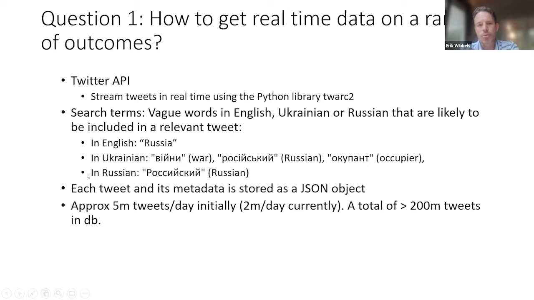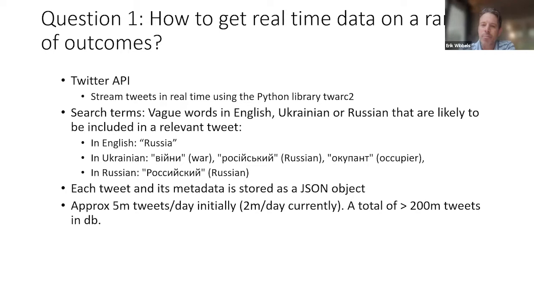So we began with this set of terms here. We wanted to see what was going on in all three languages, and so these are very, very vague terms. Our idea in constructing this list of terms, which we experimented with a bit, was to just get as much as we possibly can. So each day, at least at the beginning, we had 5 million tweets a day. The global attention is on decline some, but we're still talking about an enormous amount of data, 2 million tweets a day. And at this point, we have a database sitting back there of more than 200 million tweets.